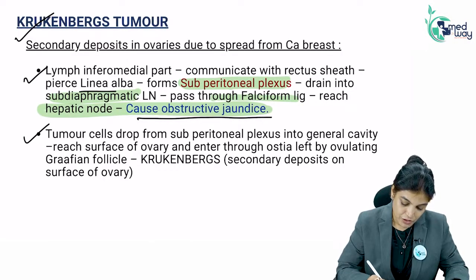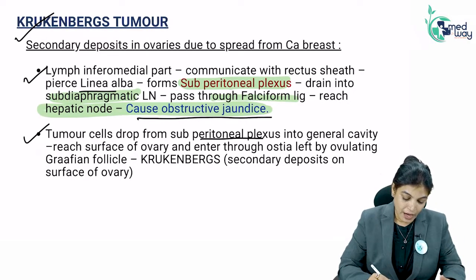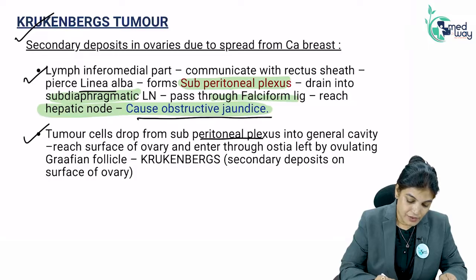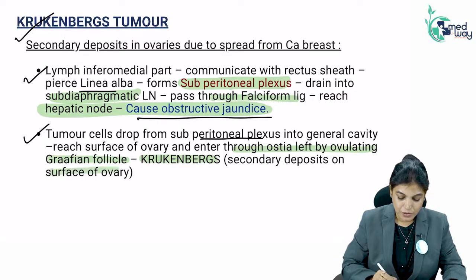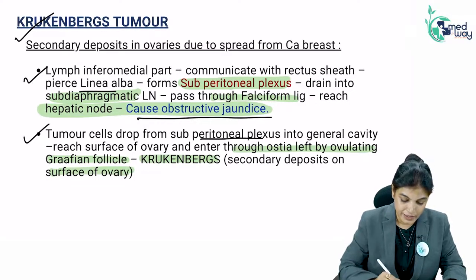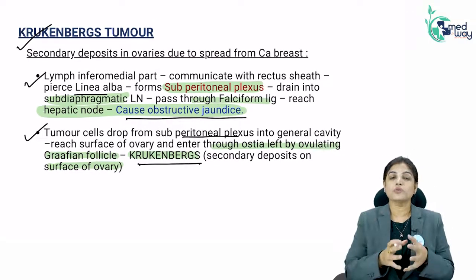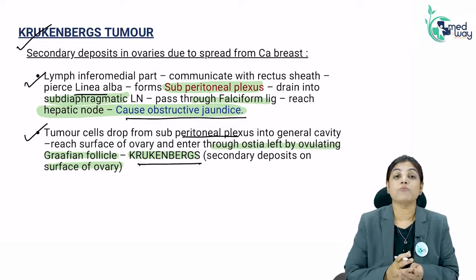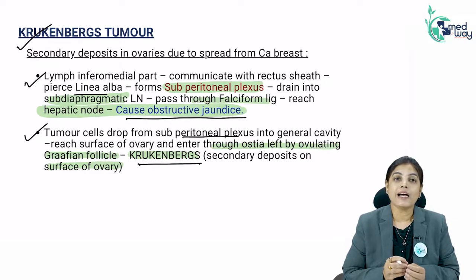Tumor cells will drop from the subperitoneal plexus into the general cavity and will enter the ovary. This will happen through the ostia of the left ovulating Graafian follicles and will form a secondary deposit on the ovary, leading to a condition called Krukenberg's tumor. So all of you, please go through this mode of infection and mode of involvement of secondary deposits in the ovary, and the primary cause is carcinoma of the breast.